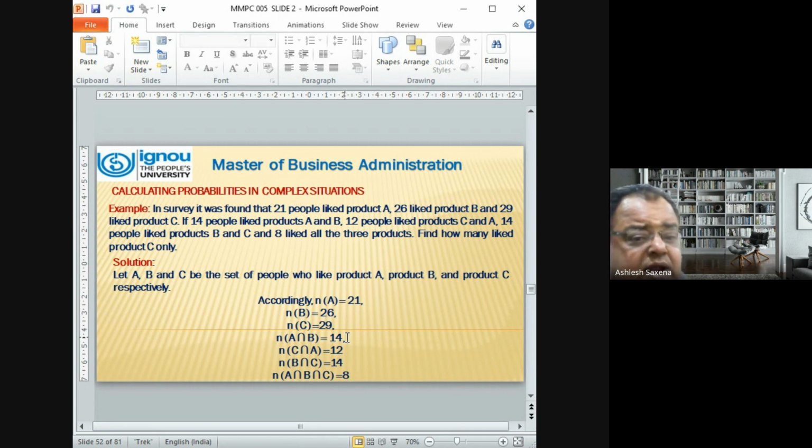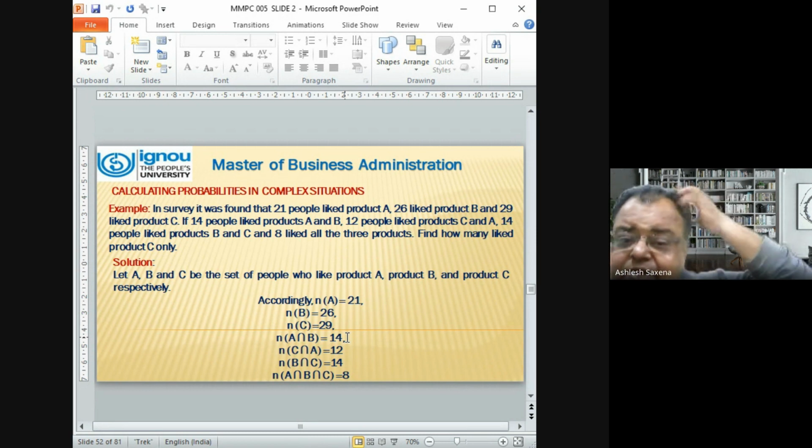Now, from the second line onwards, you can see that 14 people like product A and B. Product A and B means intersection, that is the inverted U. 14 for A and B, C and A is 12, and B and C is 8. And there are three who liked all the three. That means A intersection B intersection C.